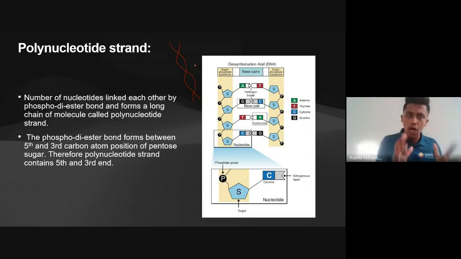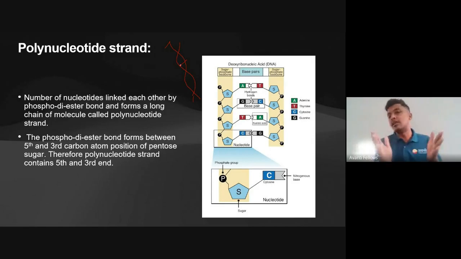So when we talk about a polynucleotide strand, we are talking about one of these, not both of these. We are talking about one of these. How did one chain get manufactured? If we understand how one chain got manufactured, then we can go up to how these two chains come together. So we are talking about the making of the polynucleotide chain.